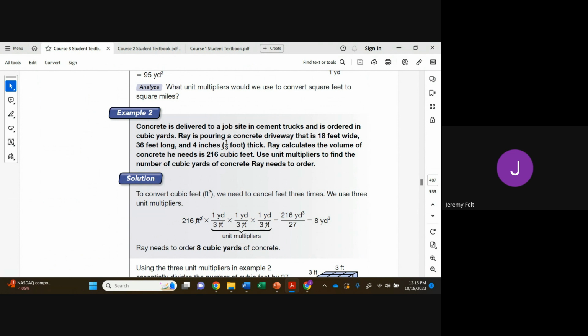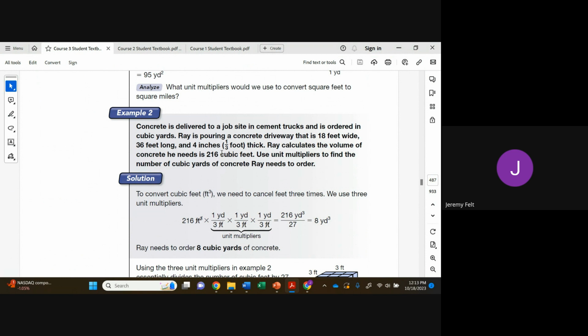So that part's done for us. Use a unit multiplier to find the number of cubic yards of concrete Ray needs to order. Getting it all in feet, and then finding the volume, making sure we do that portion correctly. 18 by 36 times 1/3 gives us 216 cubic feet. Again, we're talking about volume, so again, 3-dimensional.